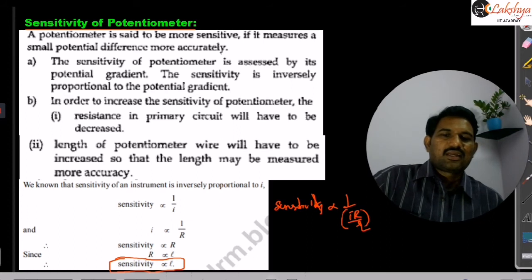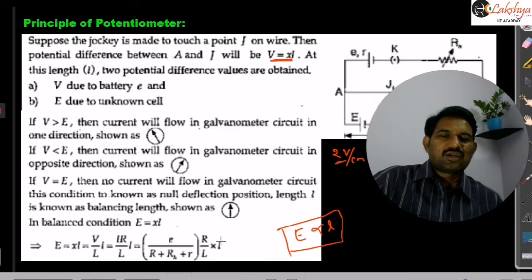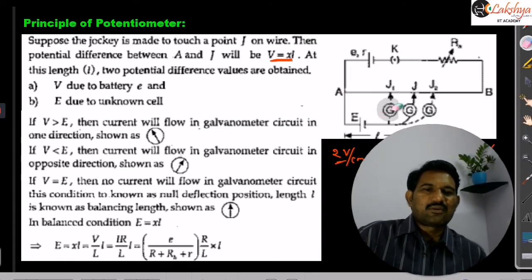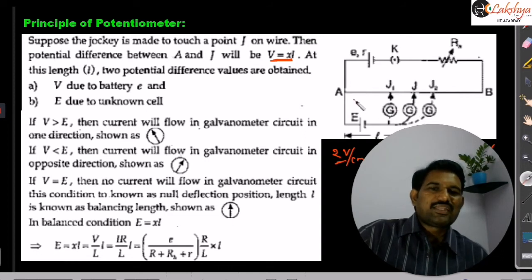And in this expression, while we are discussing the principle of the potentiometer, remember this one point here. Sometimes they will give a problem where all the data in the primary circuit remains constant, and they will change only the length of the wire.